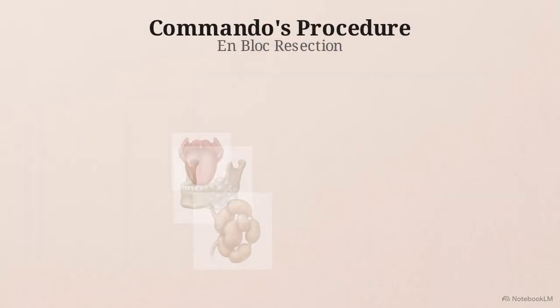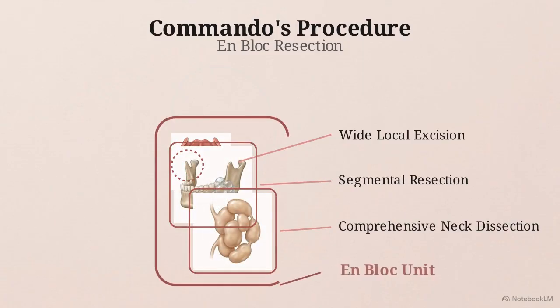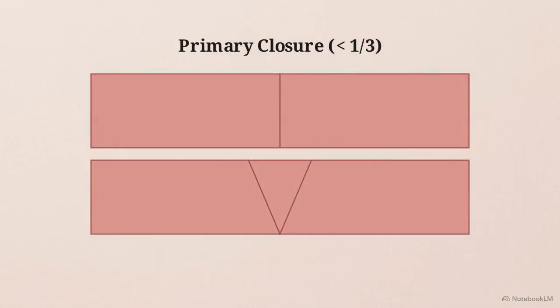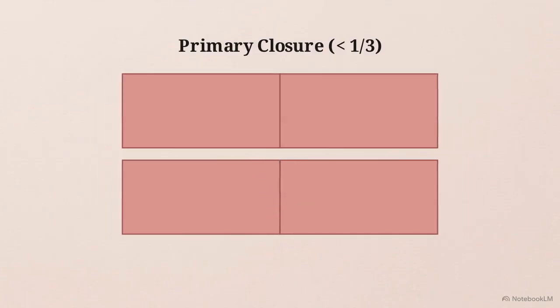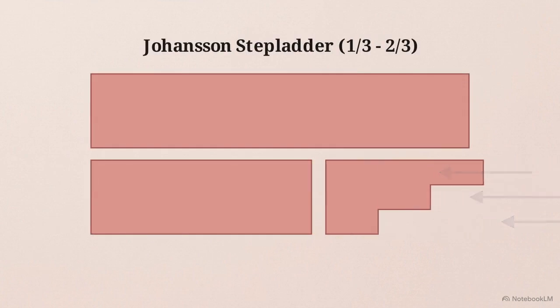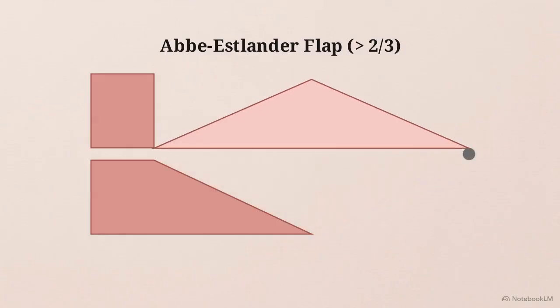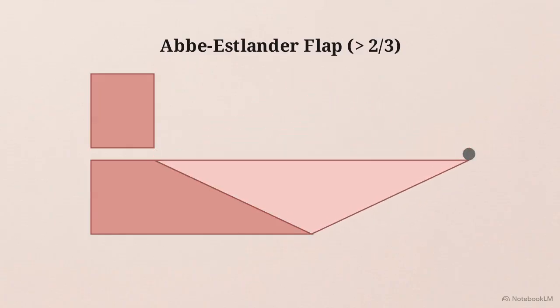This aggressive protocol combines a wide local excision of the tumor, segmental resection of the involved mandible, and a comprehensive neck dissection simultaneously. Lip cancer relies on a defect-driven algorithm. Defects involving less than 1/3 of the lip are closed primarily. If the defect spans 1/3 to 2/3, surgeons use the Johansen stepladder technique to prevent microstomia, a severe narrowing of the mouth. Defects larger than 2/3 require complex flap reconstruction, such as the Abbe-Estlander flap.